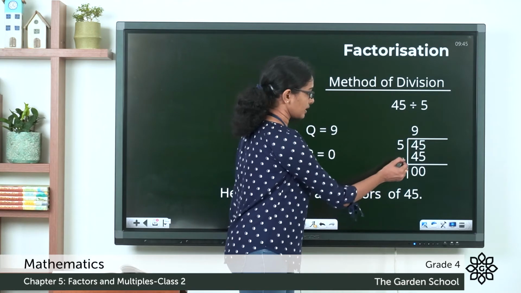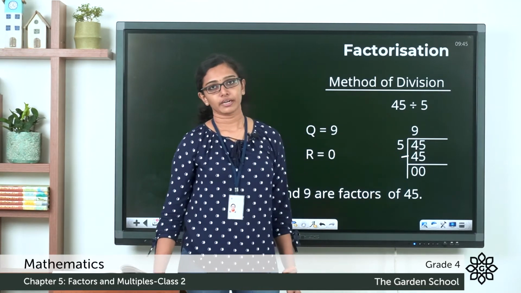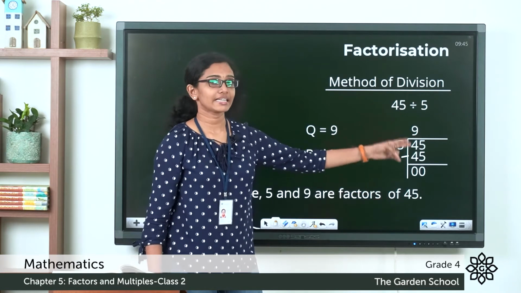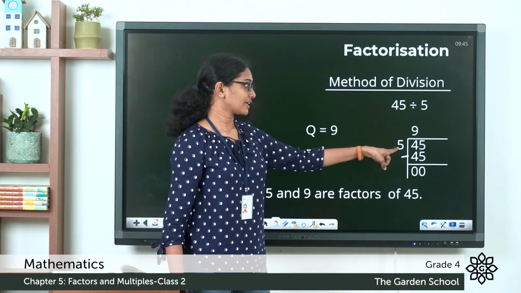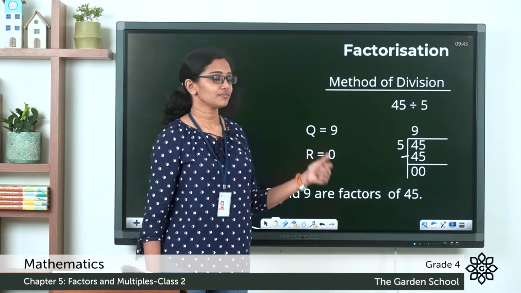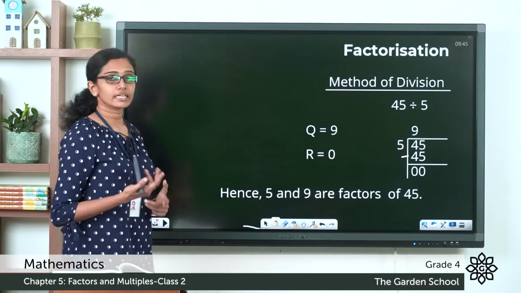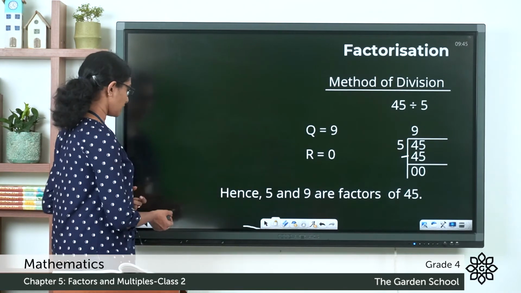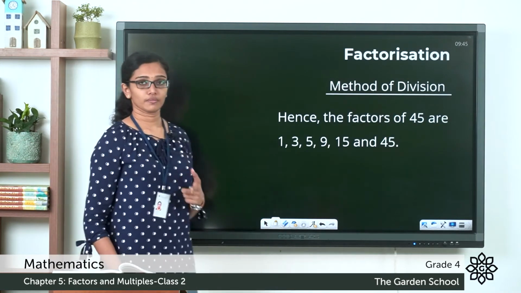Subtracting the numbers will give you 45 minus 45 equals 0. So, we don't have a remainder and the division is complete. Hence, we can conclude 9 and 5 are factors of the number 45. So, is there any other number that can divide 45 completely? No, right? So, we have found out the factors of the given number 45.